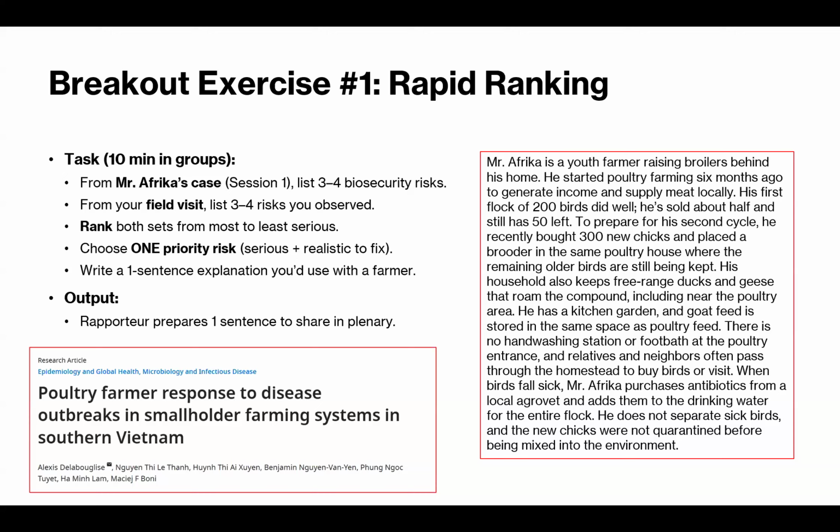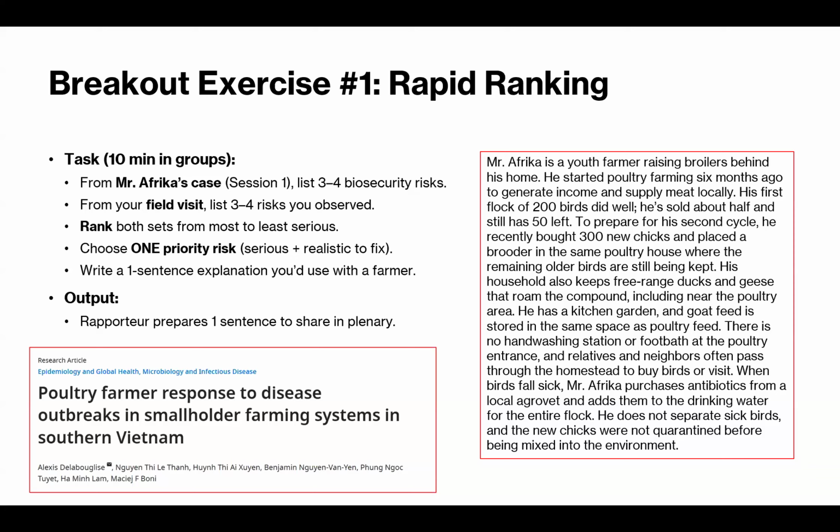So what we'll tell Mr. Africa is that he needs to put a hand washing basin for these farmers that are coming to buy birds or to visit. And he should also, maybe, if he's not able to build a proper foot bath, he can improvise and put a bucket as a foot basin so that he can prevent diseases from being spread. Thank you.